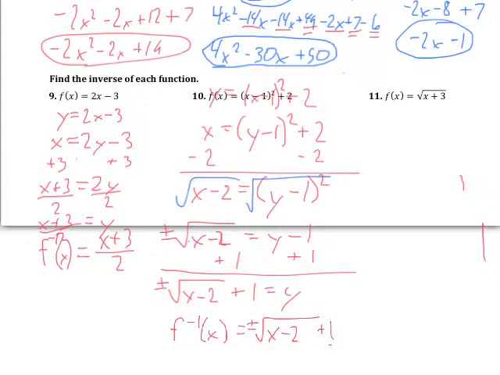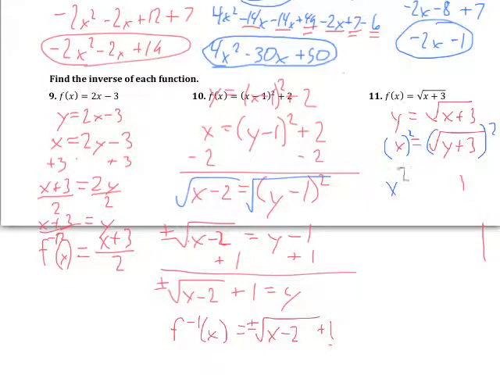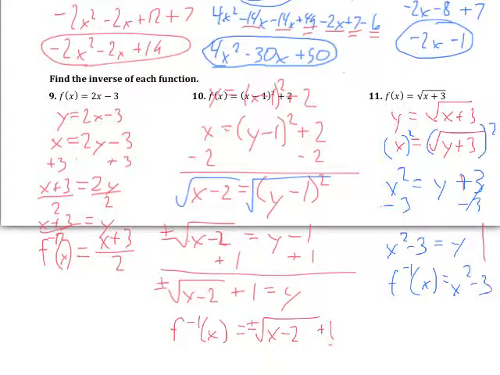Number 11, a little bit quicker here. Alright, so switch your x's and y's. And now try to get y by itself. So I would start by squaring both sides. So that gives me x squared equals y plus 3. And now I would minus 3. And I'm pretty much done. The answer is x squared minus 3. So cleaning up my answer a little bit, the inverse function is equal to x squared minus 3. Alright, that's the end of that.